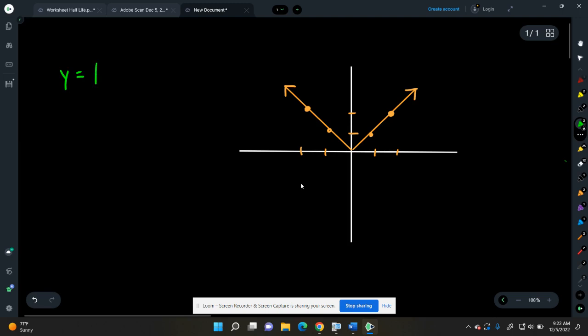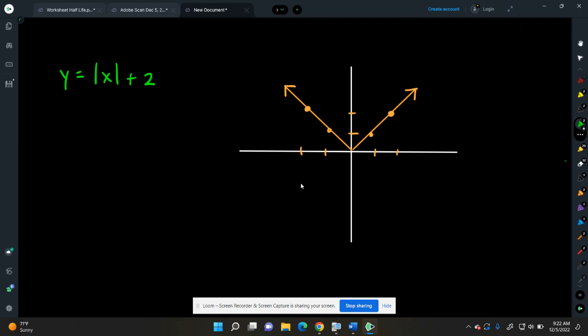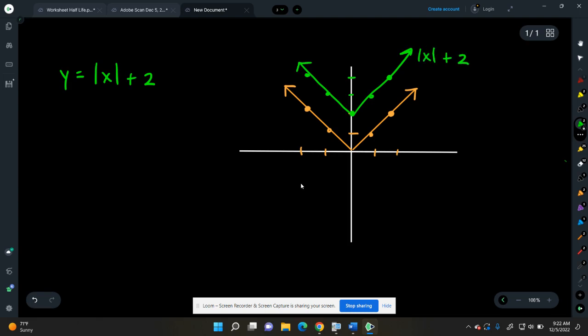Okay, so if I have y equals the absolute value of x plus 2, that means the V moves up 2. So we take every point on the V and we move it up 2. 1, 2, right, 1, 2, 1, 2, 1, 2. So there is my absolute value of x plus 2.